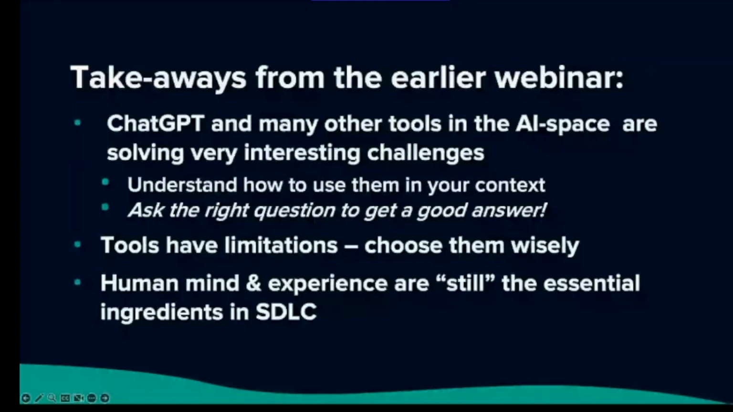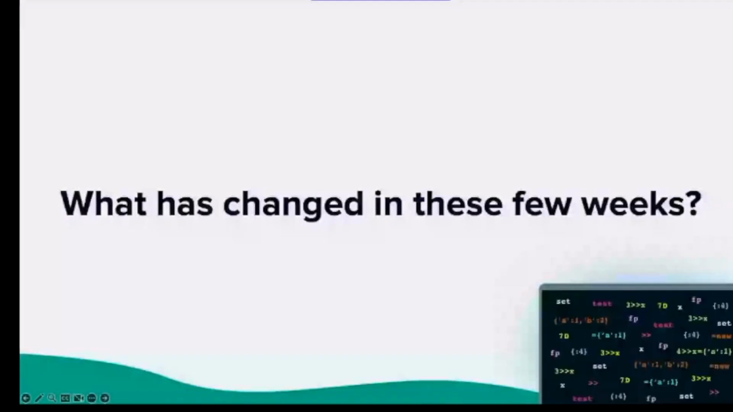Especially with tools like ChatGPT, you have to ask the right question to get a good answer. You ask a generic question, you will get a vague answer. As with any tool or technology, they have limitations. You need to choose them wisely based on what is going to work for you. That is very important. And all said and done, the human mind and experience is still the essential ingredient in the SDLC, regardless of what tool sets you use. So that was a quick recap of what we did last time. Let's quickly look at what has changed in these few weeks.